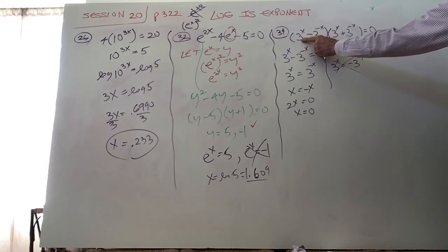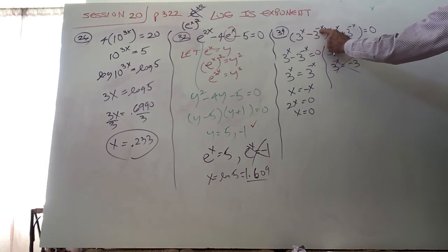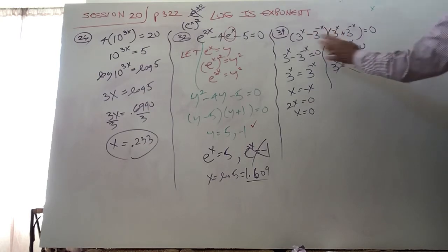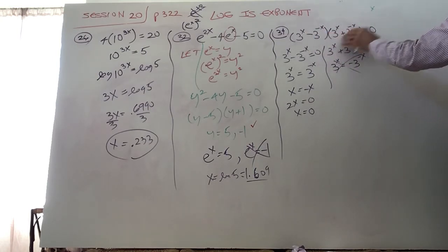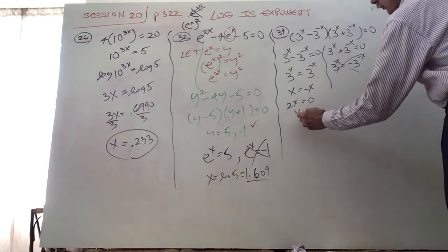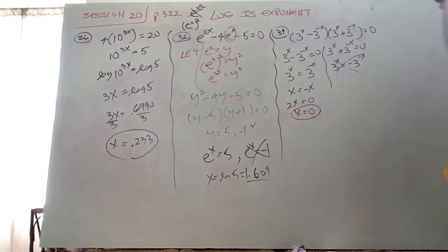3 to the 0 is 1, minus 3 to the negative 0, minus 3 to the 0 again is also 1. 1 minus 1 is 0. This one, of course, 0 times anything will be 0. Looks like 0 should be a good answer for us for 34. So actually, 34 is a lot easier than 32 back there.